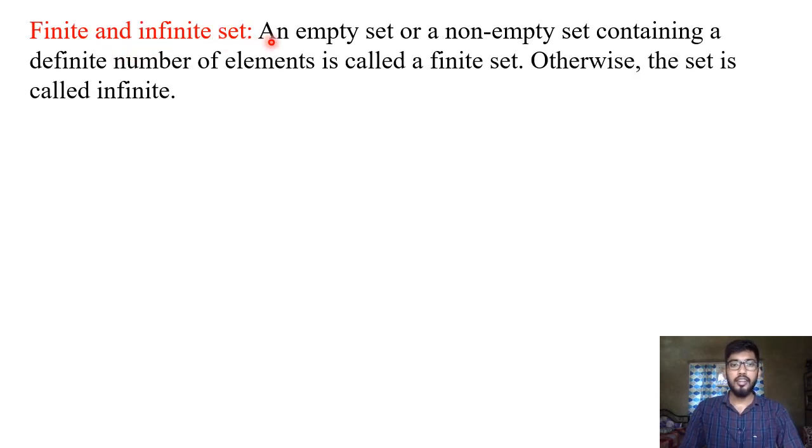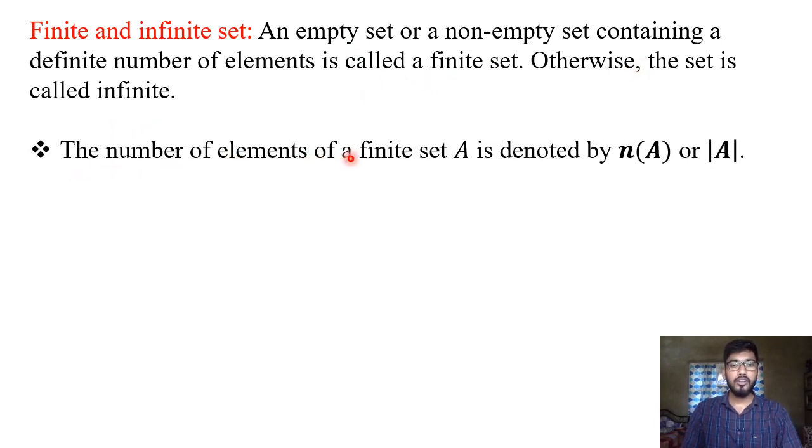Now we will discuss finite and infinite sets. An empty set or a non-empty set containing a definite number of elements is called a finite set. Which non-empty sets do we call finite? Those containing a definite number of elements, and as written before, an empty set. We also call empty sets finite sets. Otherwise the set is called infinite. The number of elements of a finite set A is denoted by n(A). So we denote the number of elements like this.